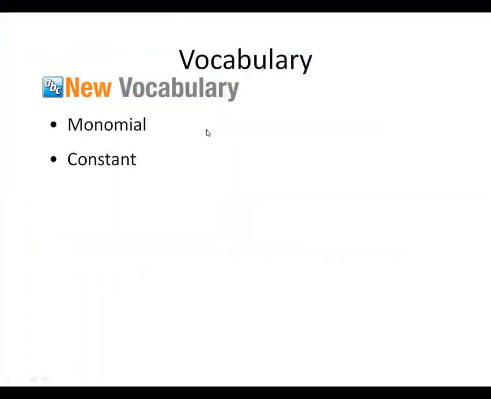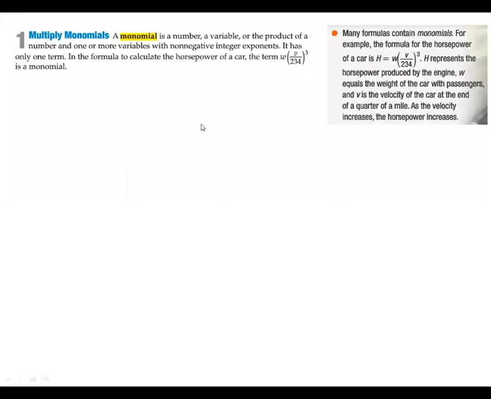So our new vocabulary are those couple words, monomial and constant. I believe constant came up before, so you should be familiar with that, but we'll go over it again. A monomial is a number, a variable, or the product of a number and one or more variables with non-negative integer exponents. It has only one term.